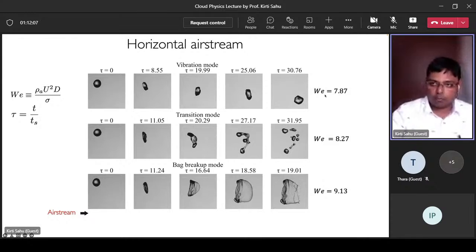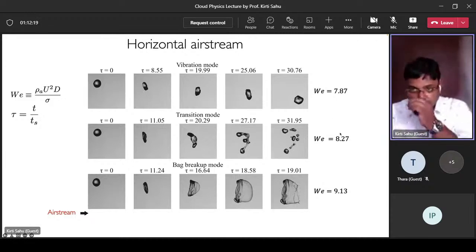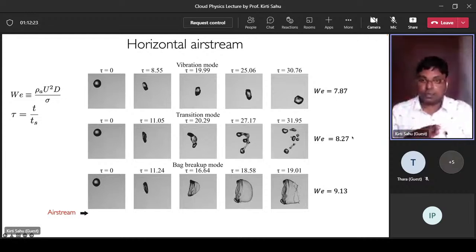For low Weber number, let's say Weber number 7.87 in this case, the droplet undergoes shape oscillations as it interacts with the airstream. Now, as we increase the Weber number to, let's say, 8.27, these shape oscillations become significant, and the droplet will break to form satellite droplets of relatively larger, comparable size.